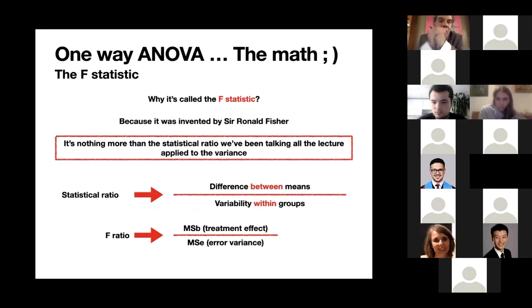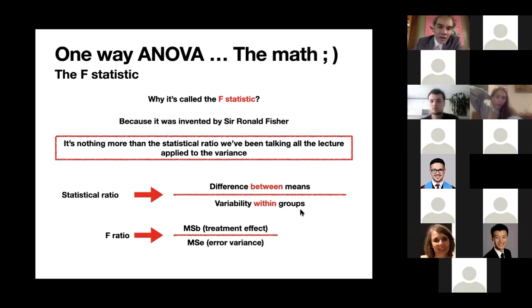So now we'll talk about the F statistic. The F statistic is nothing more than a statistical ratio. And why is it called the F statistic? Because it was invented by Ronald Fisher. His last name was Fisher, so he put his name to the statistic, the F statistic. It's nothing more than the statistical ratio we've been talking about all lecture, applied to the variance, which is the difference between means divided by variability within groups.